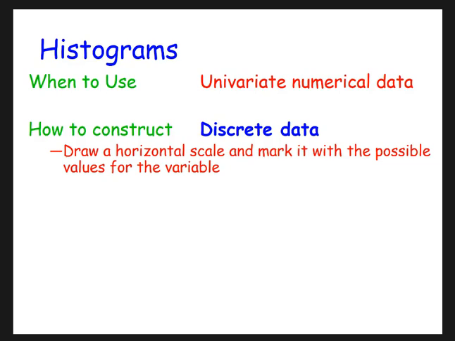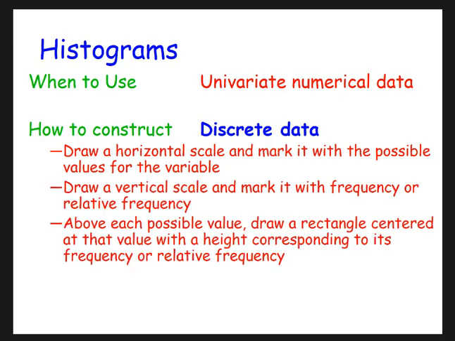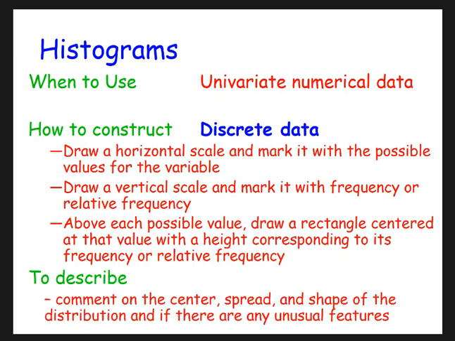So how do we construct it? We do a horizontal scale or axis with our possible responses, and then a vertical axis with our frequencies. And then above each possible response, we draw a rectangle that represents the size of that frequency. With a histogram, we can either do frequency or relative frequency. So from this, you can also get comparisons on the center, spread, and other characteristics of the data.